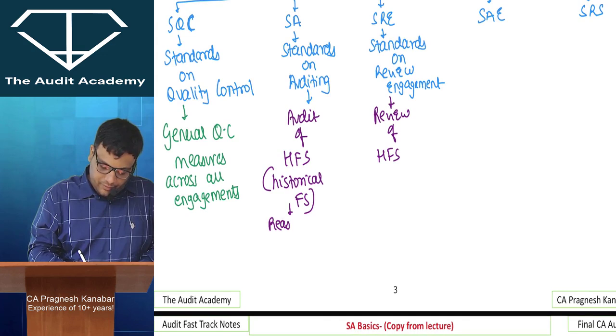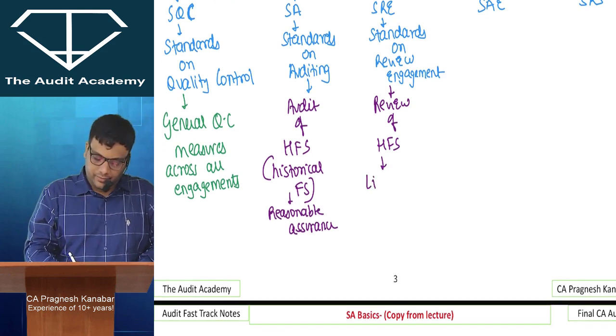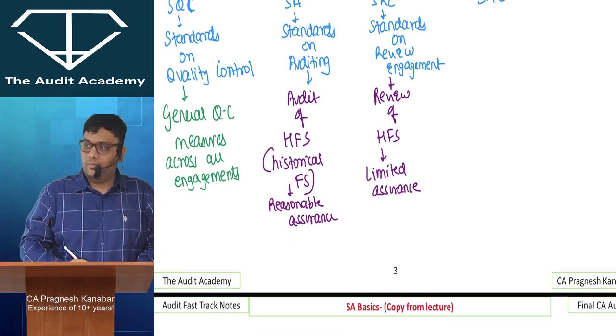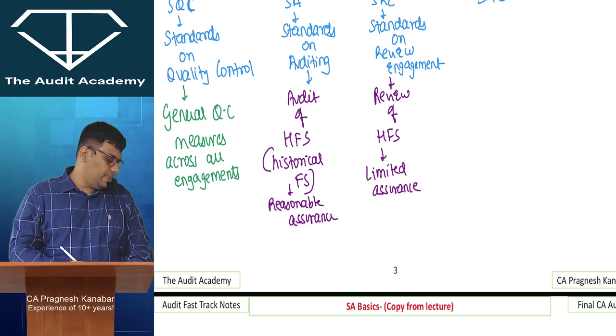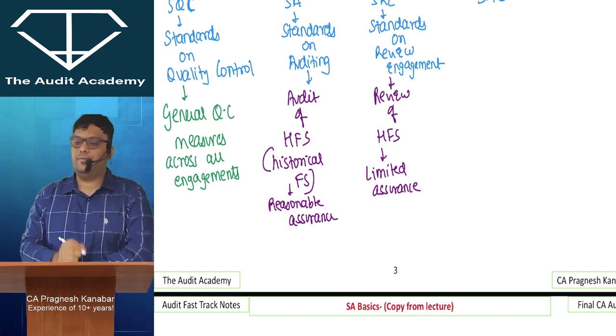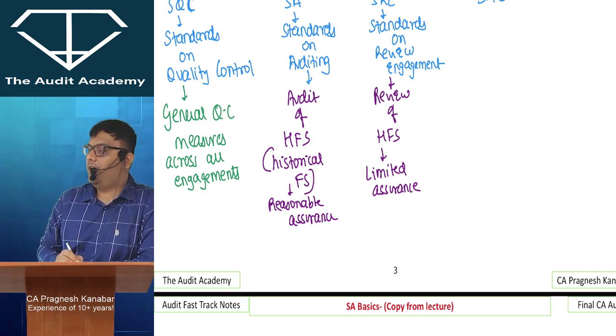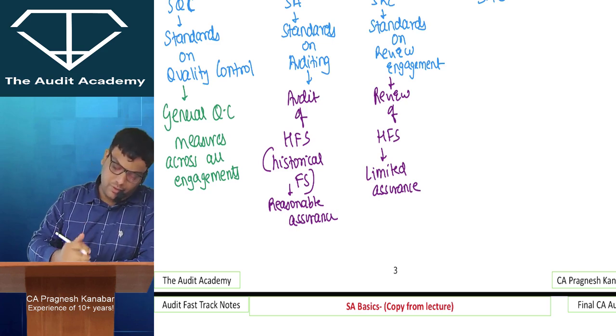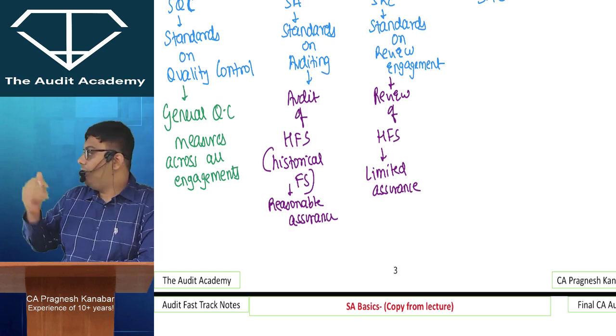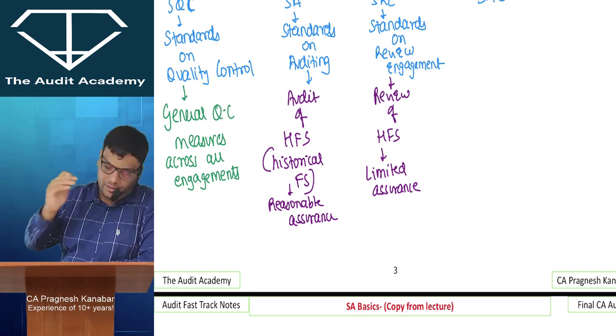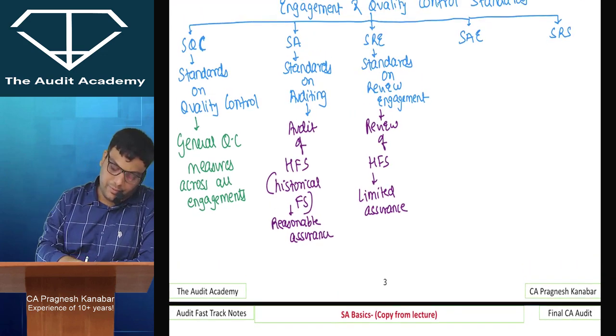below audit, please write down reasonable assurance. And below review, please write down limited assurance. I'm not giving you a lot of notes over here because I have a different paragraph where I will show you reasonable and limited assurance. Later on we will continue this discussion. Over here it will be too much. Alright.